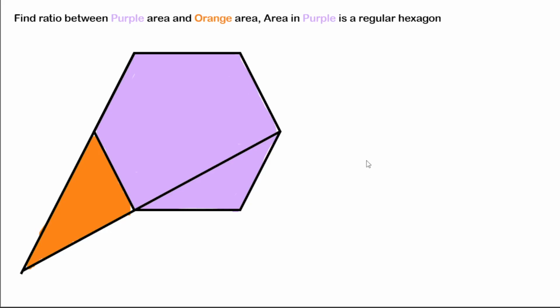Hello. Now we have to find the ratio between the two types of areas that are shown in this particular figure. In order to do that, first of all, we will name this A, B, C, D, E, F to avoid confusion later on. So this is A, B, C, D, E, F, right? Now let us see what the angles are.